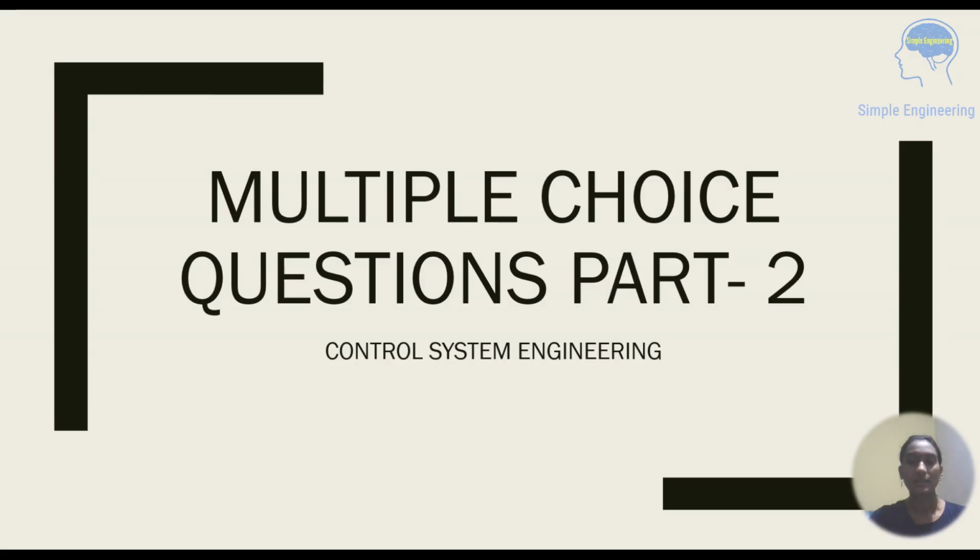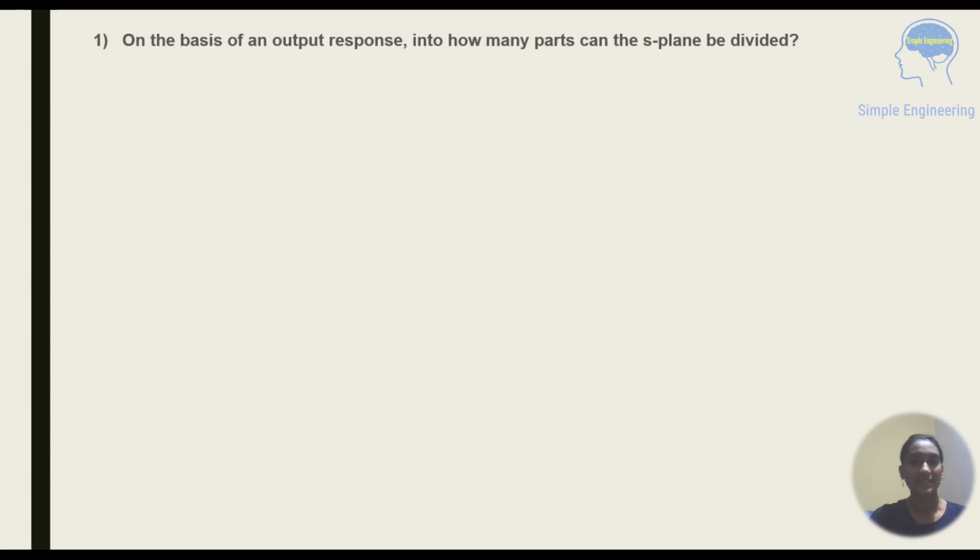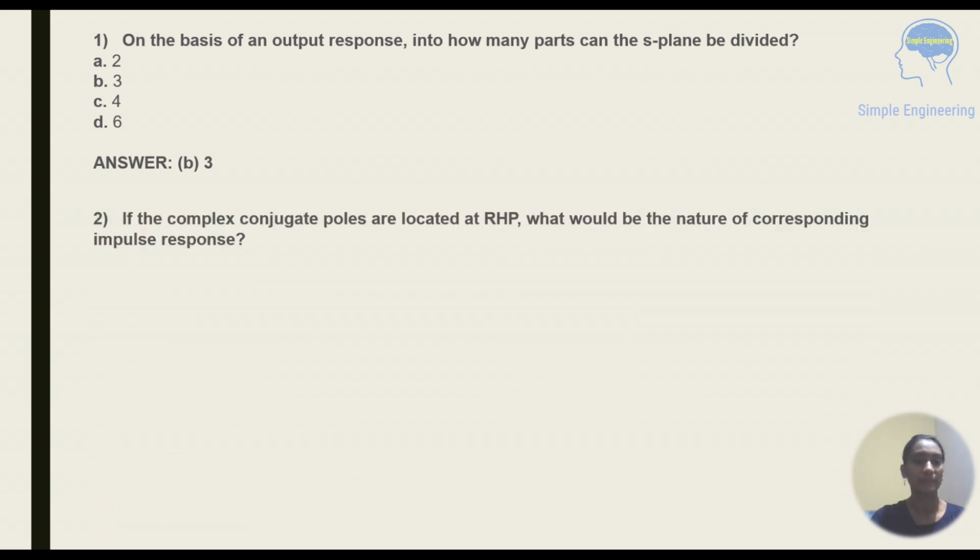Multiple choice questions part 2 in Control System Engineering. Let's look at what are the objective type of questions asked in different competitive exams. First question, on the basis of an output response, into how many parts can the S-plane be divided? The S-plane can be divided into 3. Options given are 2, 3, 4 and 6 and the answer is 3.